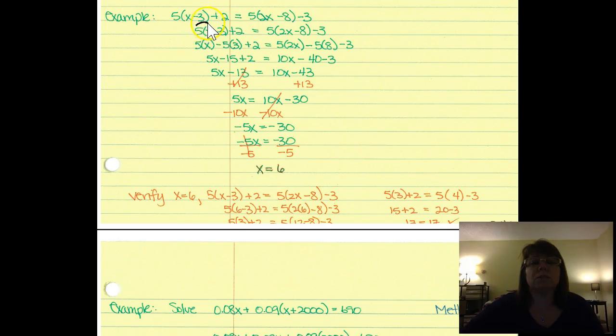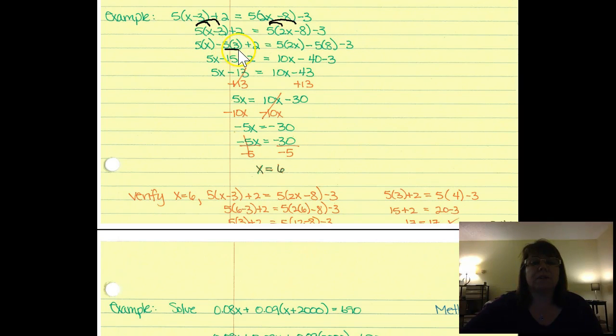So I'm going to distribute the 5 on the left-hand side, distribute the 5 on the right-hand side. 5x minus 5 times 3 plus 2 equals 5 times 2x minus 5 times 8 minus 3.